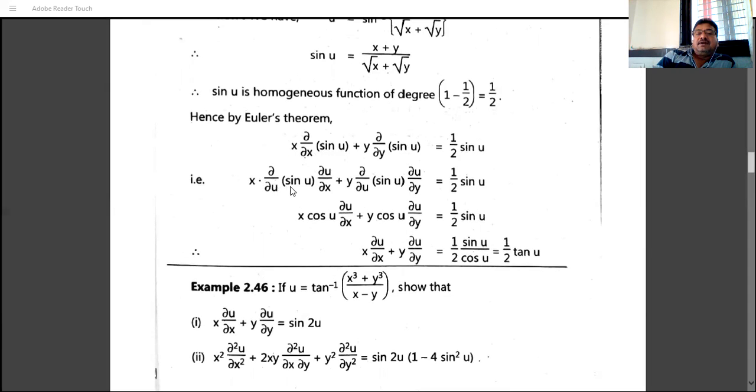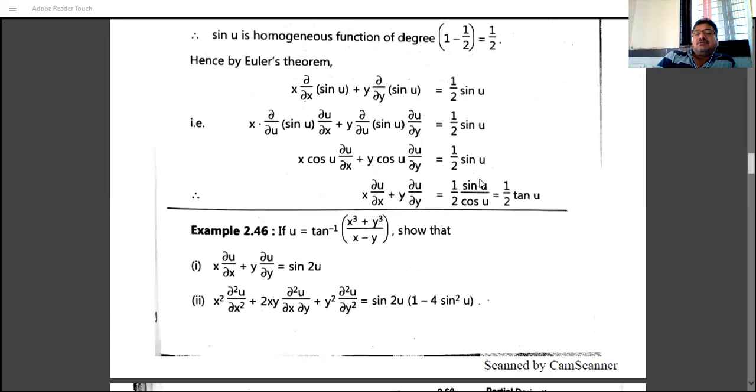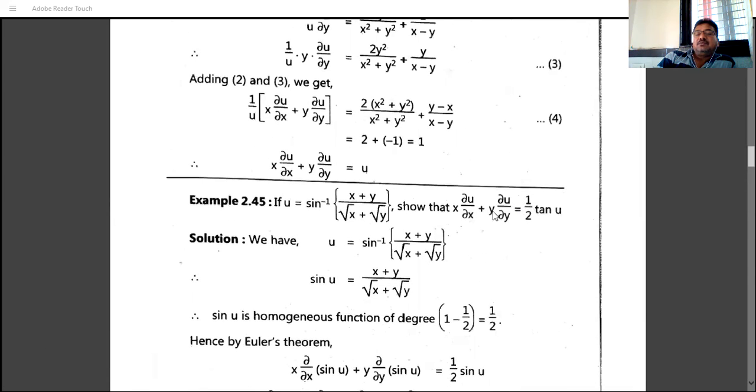So ∂/∂x of sin u by chain rule is ∂/∂u of sin u into ∂u/∂x, and ∂/∂y of sin u is ∂/∂u of sin u into ∂u/∂y. And then the derivative of sin u is cos u. Then dividing by cos u throughout, we have x ∂u/∂x plus y ∂u/∂y equals 1 half sin u by cos u, which is 1 half tan u. And that is what we have to prove.